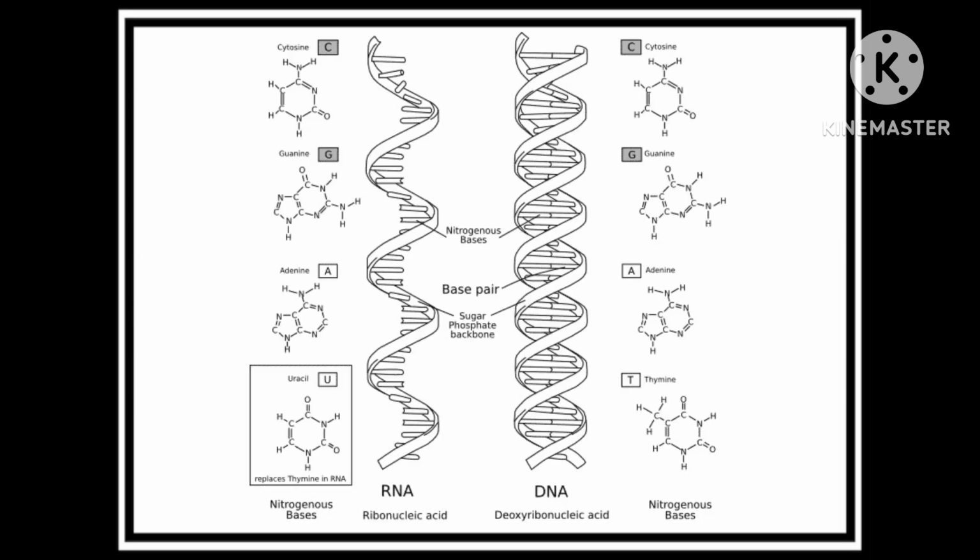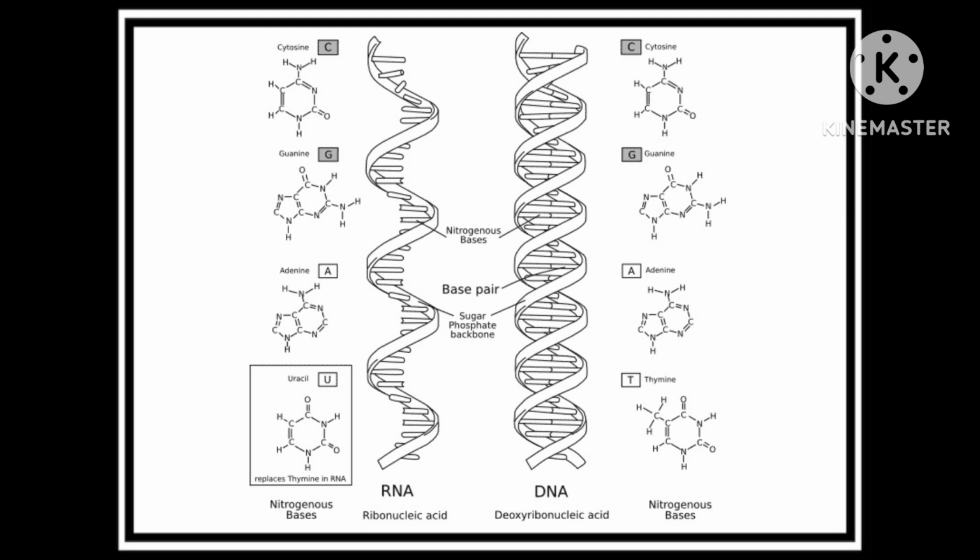So I am repeating it again. The two strands twist around each other in a right-handed helix at 36 degrees, and one complete turn of this helix is about 10 base pairs. The hydrogen bonds between these base pairs stabilize the double helix structure.